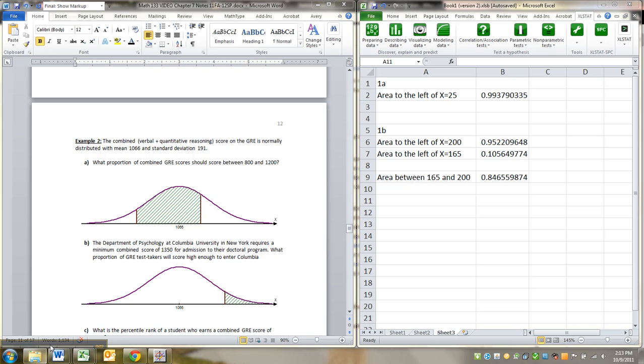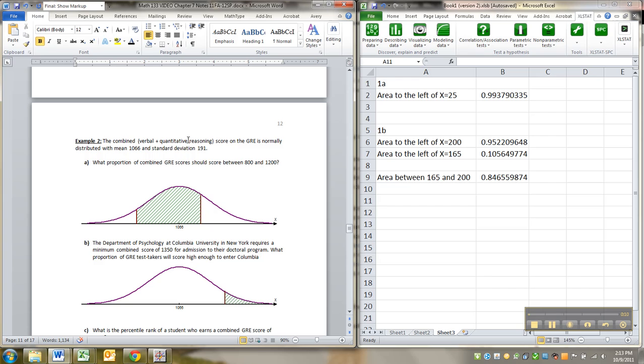So now we're moving on to example 2, which involves the GRE test. The GRE test is like the SAT, but it's for graduate students. There are 3 parts, but we're only going to deal with 2 parts here, the verbal and the quantitative reasoning. It says it's normally distributed with a mean of 1066 and a standard deviation of 191. What proportion of GRE scores should be between 800 and 1200?